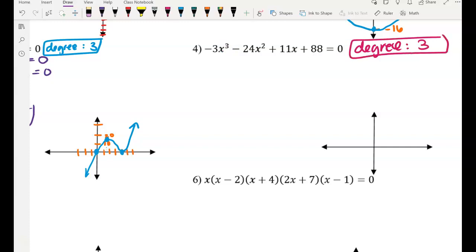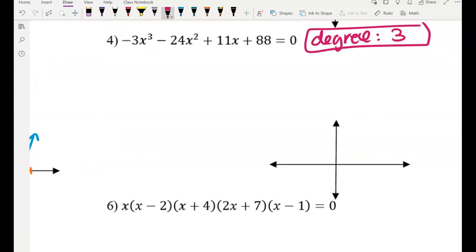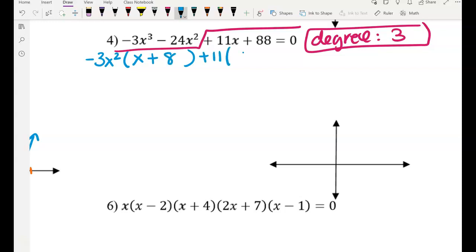Any GCF, y'all? Nope. So guess what? How do we factor 4 terms? Factor by grouping, okay? First 2 terms has negative what in common? 3x squared. So that means we have x left. Negative 24x squared divided by negative 3x squared is a positive what? 8. The second, we are going to take out 11, and that's going to be x plus 8. Those two are identical, so we are on the right path. Take that out, and you're left with what, guys?